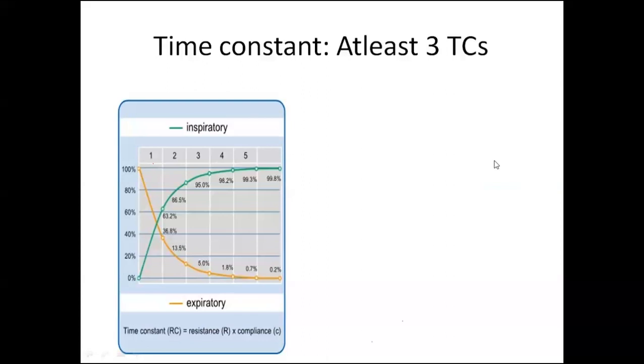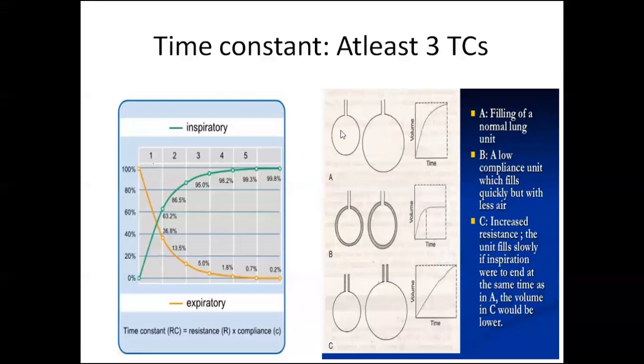The same applies for the expiration also. So to move 63% of the air out, it is 1 time constant. To move 86% of air out, it is 2 time constants. To move 95% of air out, it is 3 time constants. And this is very important because these time constants can alter in different lung pathologies. See here, this is a normal lung. So the time constants are normal here.